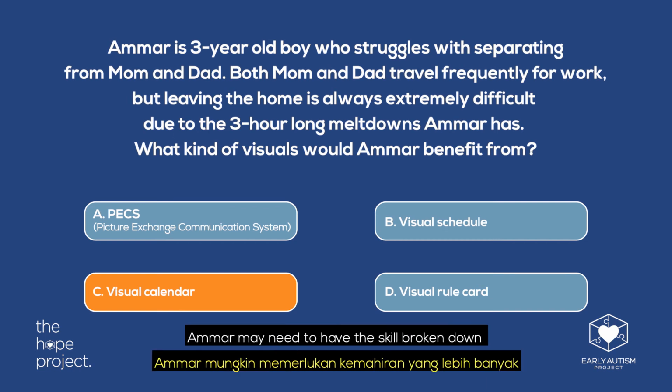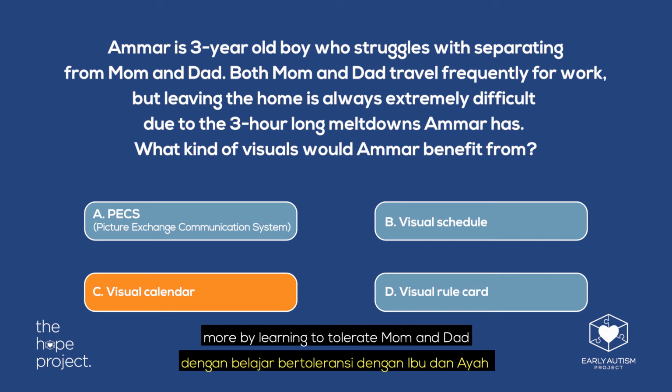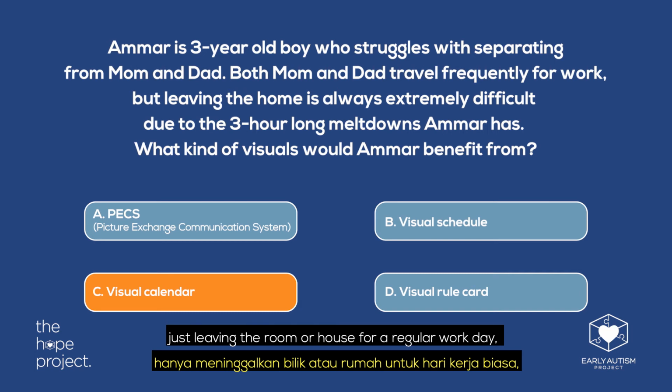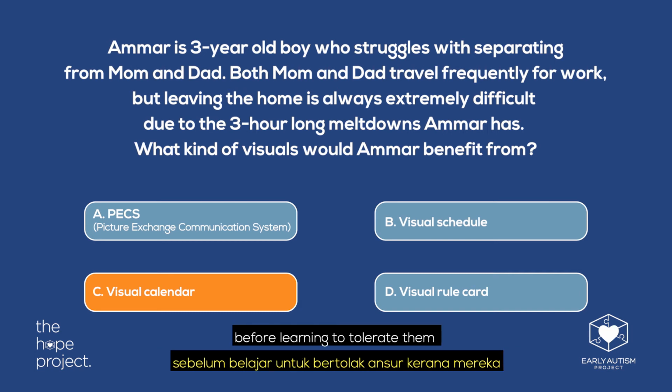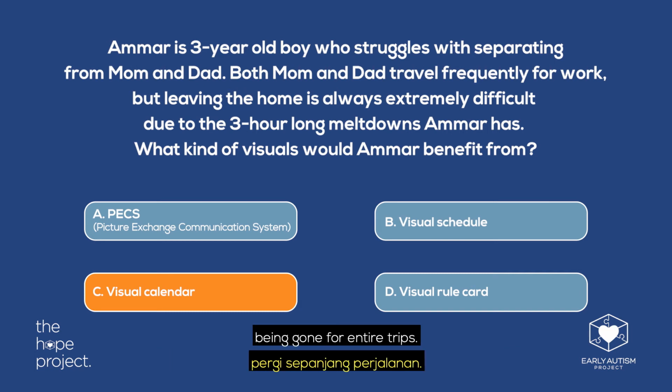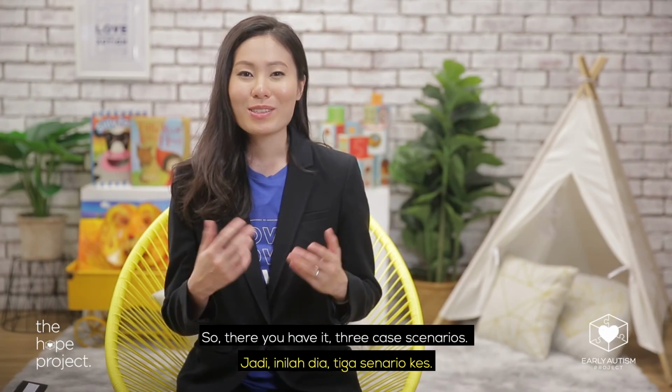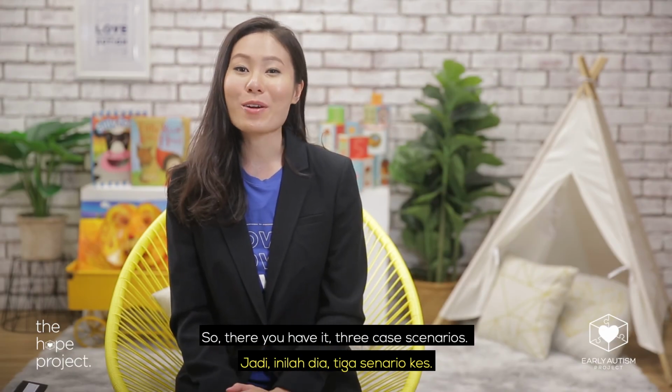On top of that, Amar may need to have the skill broken down more by learning to tolerate mom and dad just leaving the room or house for a regular workday, before learning to tolerate them being gone for entire trips. So there you have it, 3 case scenarios.